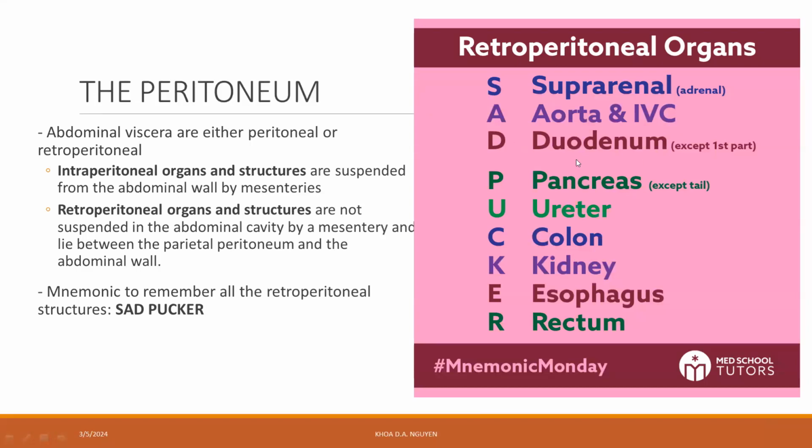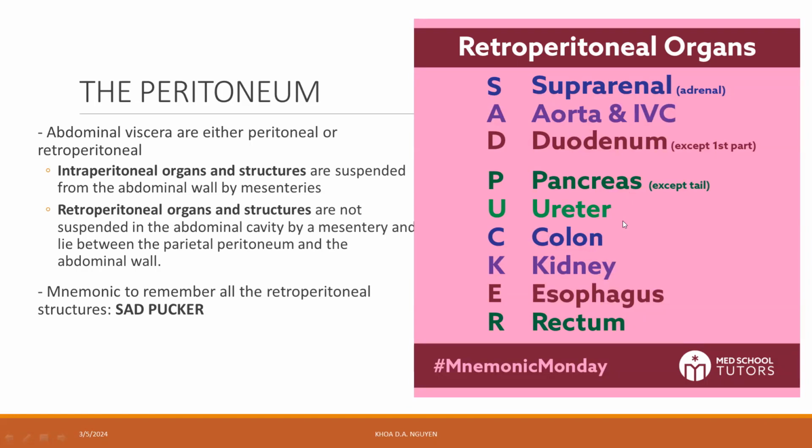Then you have the duodenum. The duodenum is kind of an interesting structure because it has 4 parts, but only the second, third, and fourth parts are retroperitoneal. The first one is actually intraperitoneal. All right, so that's very interesting there. And the pancreas is also going to be retroperitoneal, except for the tail. The tail will extend into the splenic hilum, and therefore, because the spleen is intraperitoneal, the tail of the pancreas will also have to be intraperitoneal.